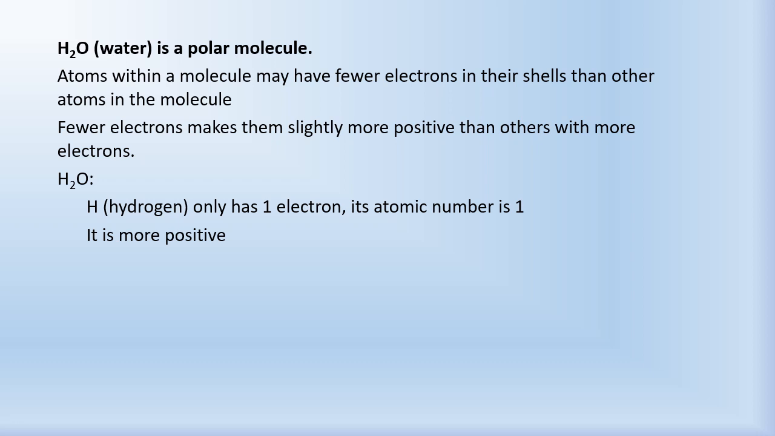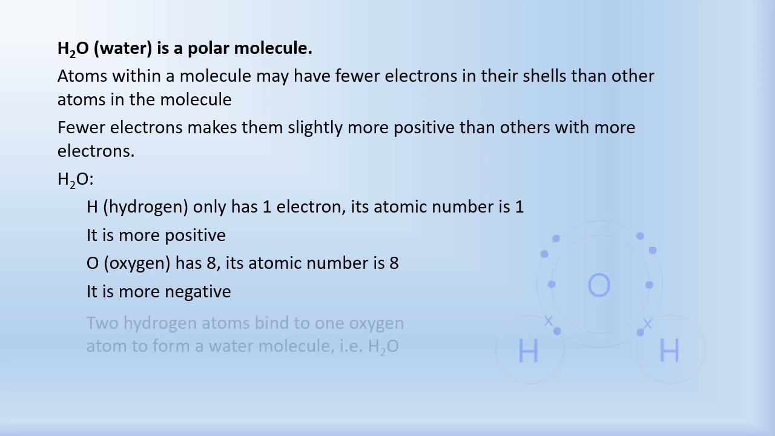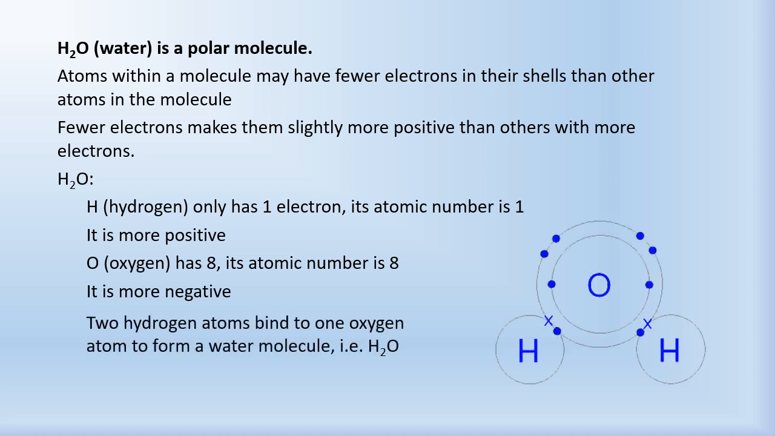Yes, so because it only has 1 electron, it's more positive than oxygen. Oxygen has 8 electrons. Its atomic number is 8. It is more negative, therefore, than hydrogen because it has 7 more electrons than hydrogen does. In terms of the water molecule itself, 2 hydrogen atoms bind to 1 oxygen atom to form a water molecule, i.e. H2O, hence the 2 after H.